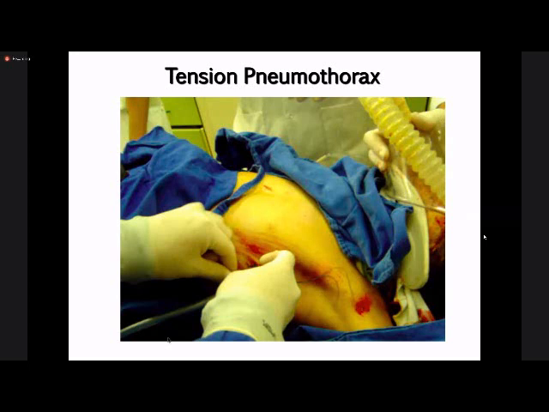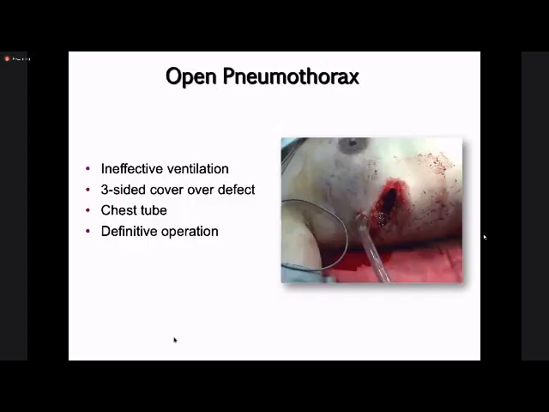So the two important things: first, you need to suspect. Second, you need to be able to quickly diagnose clinically that the patient has a tension pneumothorax. Then you should be able to insert the IC tube after the needle decompression. Okay, that is tension pneumothorax.